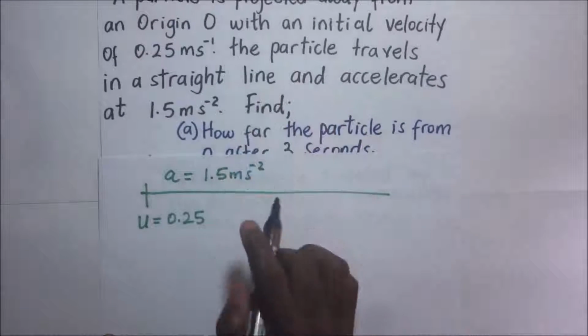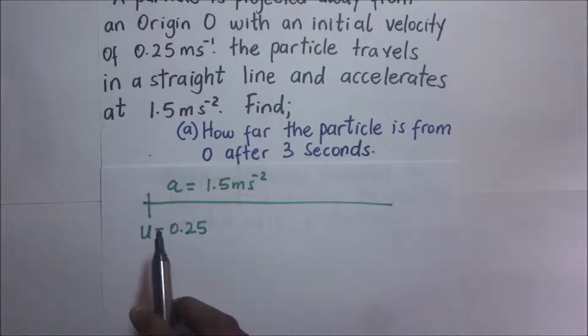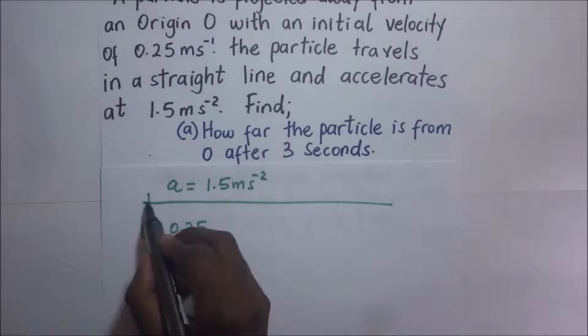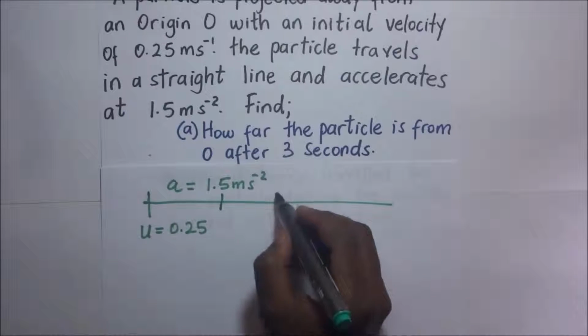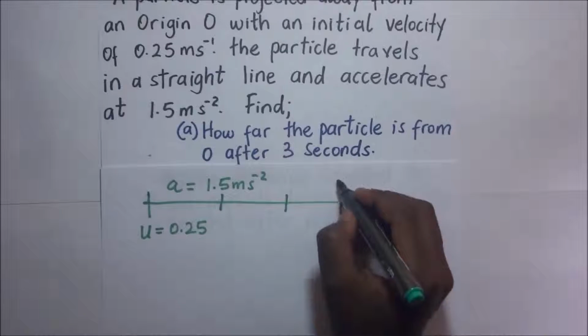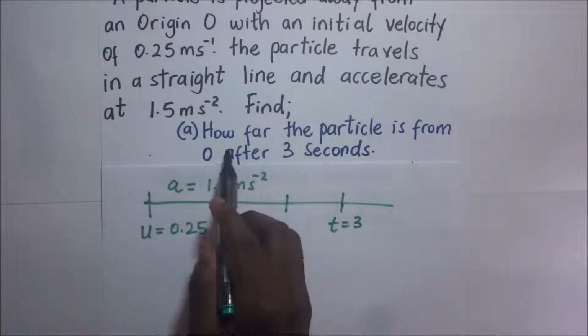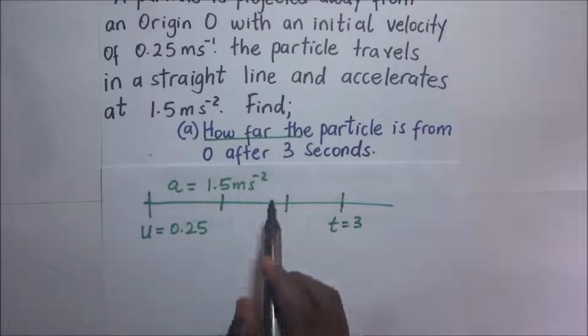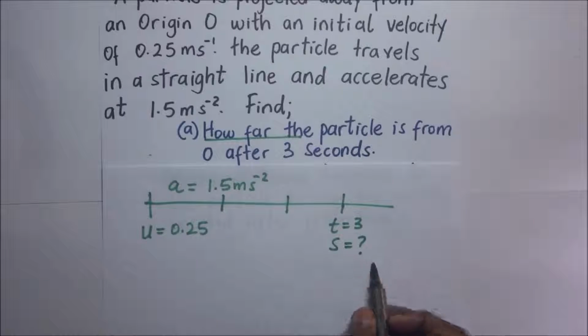Find, part A, how far the particle is from O after 3 seconds. So we are required to find, let's say it has been moving from here. After here, it moved for the first second, then the third second. So when the time is 3, what is the distance? They are asking how far is the particle. So what is the distance when the particle is 3 seconds away?